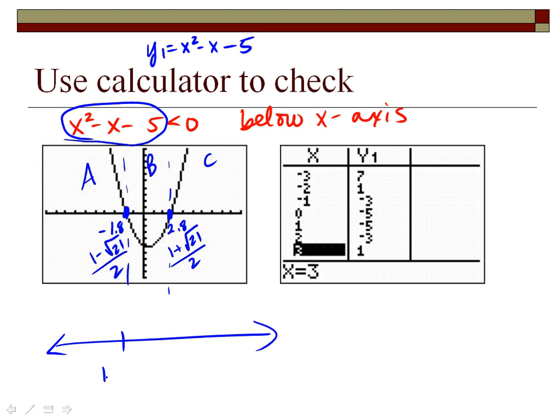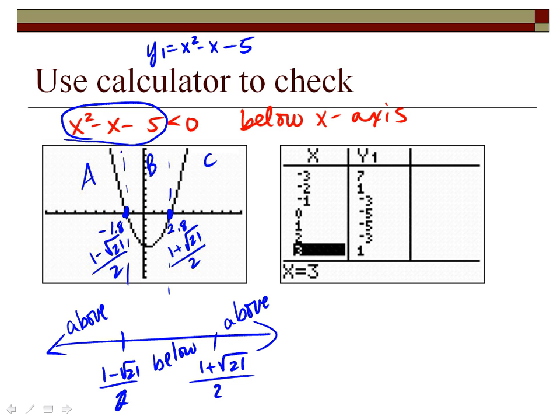If you can solve the equation and get the endpoints and then use a calculator, you have pretty much everything else that you're going to need for this. What's happening in region A? The graph is above the x-axis. In region B, the graph is below the x-axis. In region C, the graph is above.